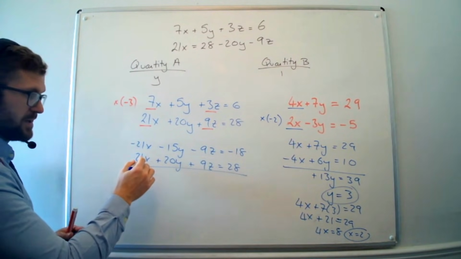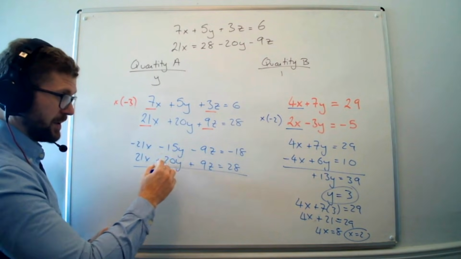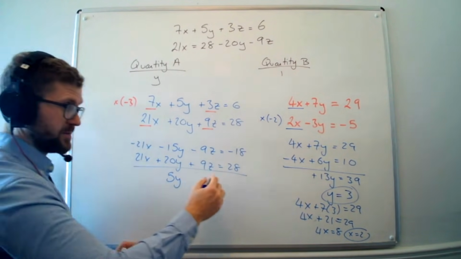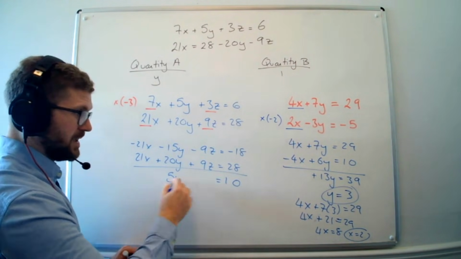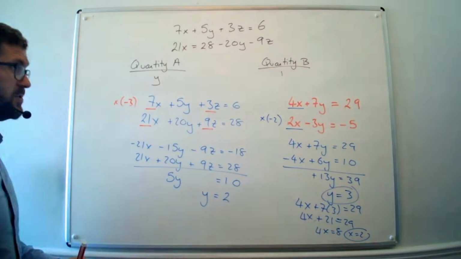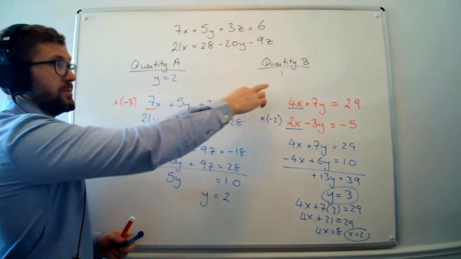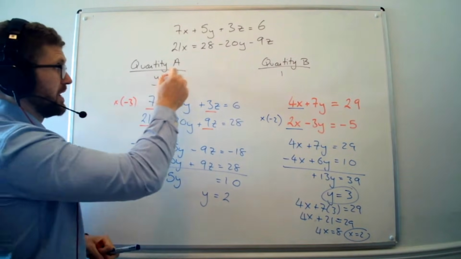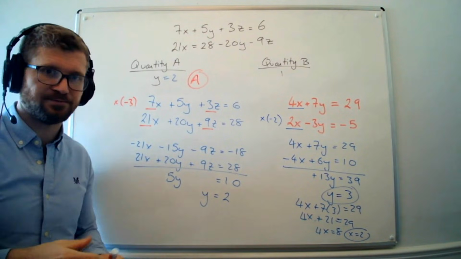The x terms will disappear because negative 21x plus 21x will just leave me with 0. Negative 15y plus 20y will leave me with 5y. The z terms will disappear in the same way the x terms did. And negative 18 plus 28 will leave me with 10. Divide both sides by 5, and I will get y is equal to 2. So quantitative comparison question, y is equal to 2, or quantity B is 1. Which is greater, 2 or 1? The y equals 2 side's going to be greater. So the answer to this question is going to be A.